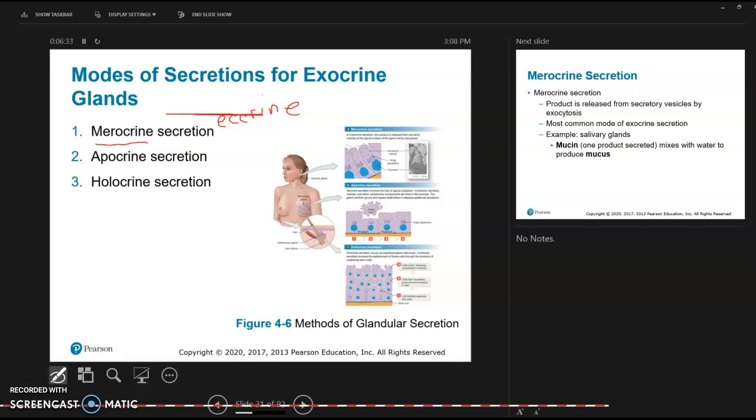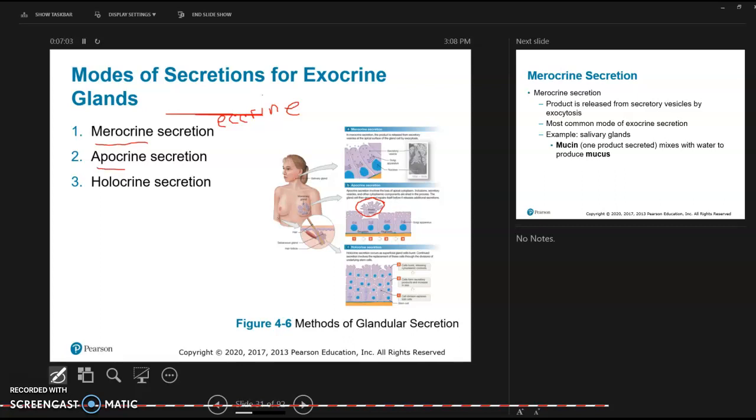So a merocrine secretion basically releases its product by exocytosis. A vesicle fuses with the plasma membrane and releases the product outside of the cell, and it does not harm the cell. An apocrine secretion releases the secretion along with a part of the cell. A portion of the apical surface of the cell is released along with the secretion.